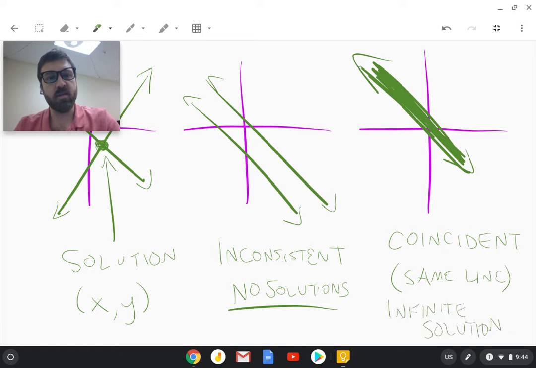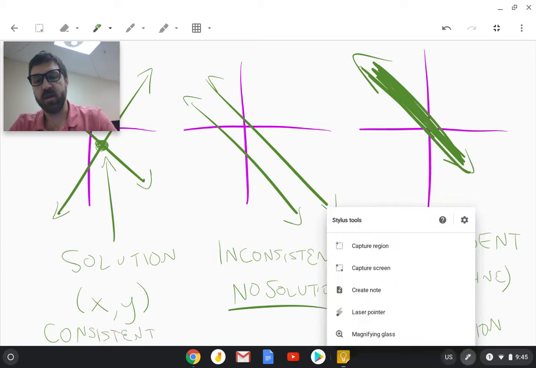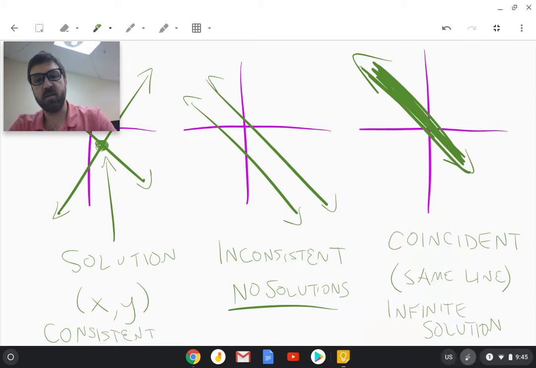So whereas the first has one solution, one place, we call that consistent. The middle one has no solutions, so it is inconsistent. There's nowhere where those cross. Coincident means the lines overlap completely, meaning that there is an infinite number of solutions.